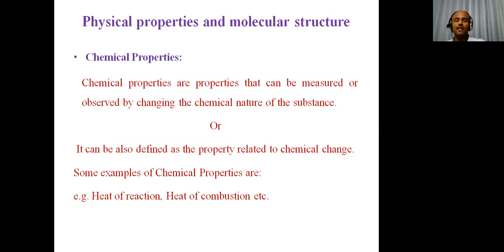Now let us discuss the second important property, that is called chemical property. Chemical properties are the properties that can be measured or observed by changing the chemical nature of the substance, or it can be defined as the property related to chemical change. Some examples of chemical properties are heat of the reaction or heat of the combustion. So it is clear now that physical property is related to physical change, and chemical property is related to chemical change.